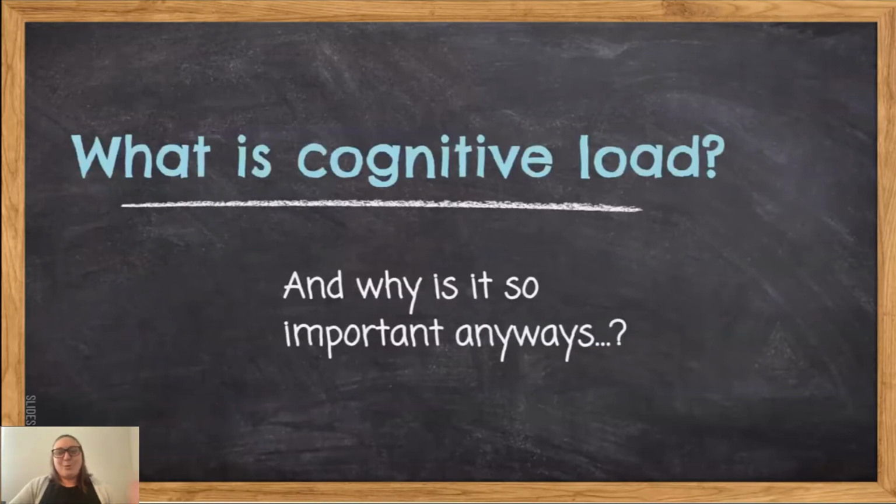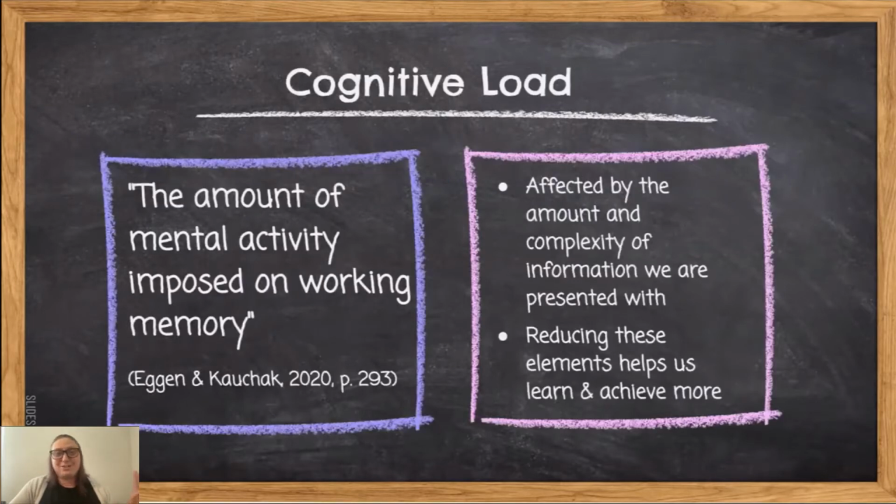All right, so first up, what is cognitive load and why is it so important anyways? Those of you who come from a traditional teaching background are like, duh, this is obvious. But for me, who just jumped into teaching without a license or degree, this was brand new information. When we talk about cognitive load, we're really talking about how much we're putting onto our working memory. So not just the amount of information that we're putting in our working memory, but also how complex it is. And the goal is to reduce these 2 things to help us learn better and achieve more.